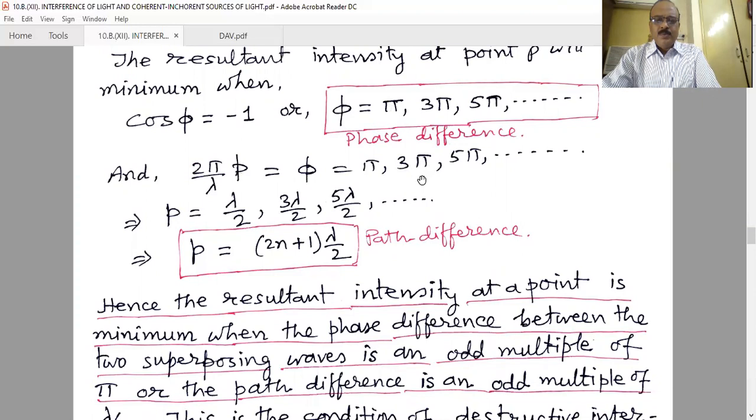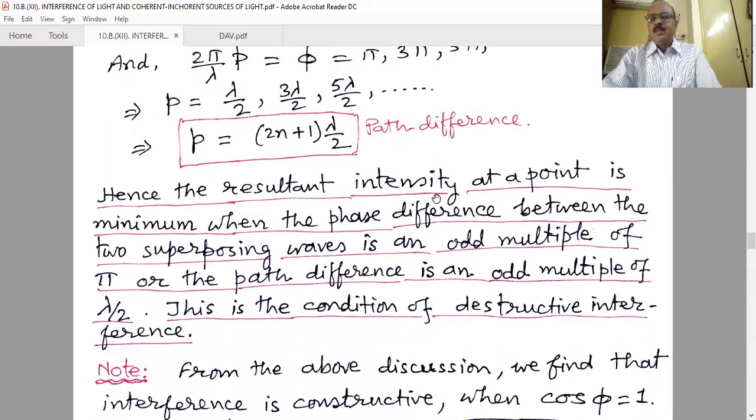Now, two waves coming from the two sources initially have the same phase, and they meet at a point. At that point, if their path difference is either λ/2, or 3λ/2, or 5λ/2, in general, if we write (2n+1) λ/2, where n is 0, 1, 2, 3, etc., at those places we get destructive interference.